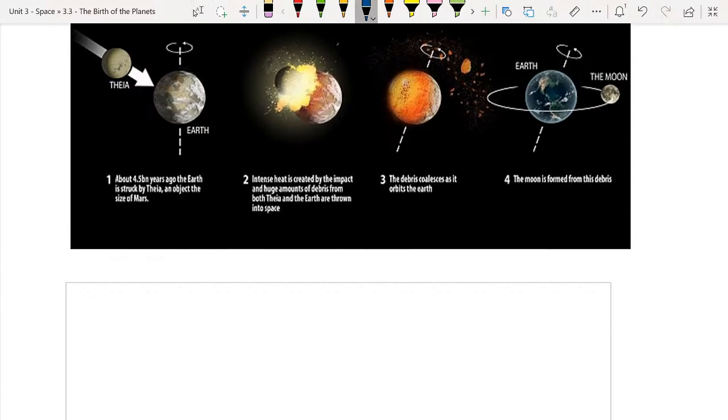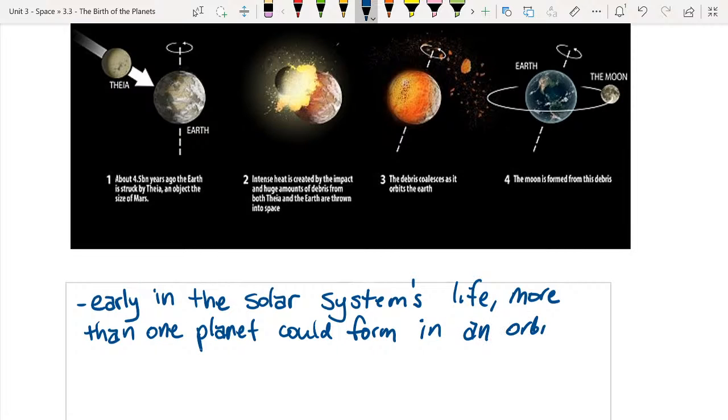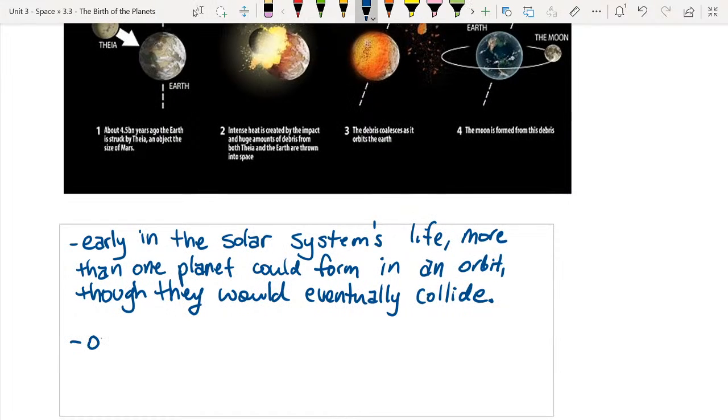So we're just going to say this. Early in the solar system's life, more than one planet could form in an orbit, though they would eventually collide. Our moon is the result of one such collision.